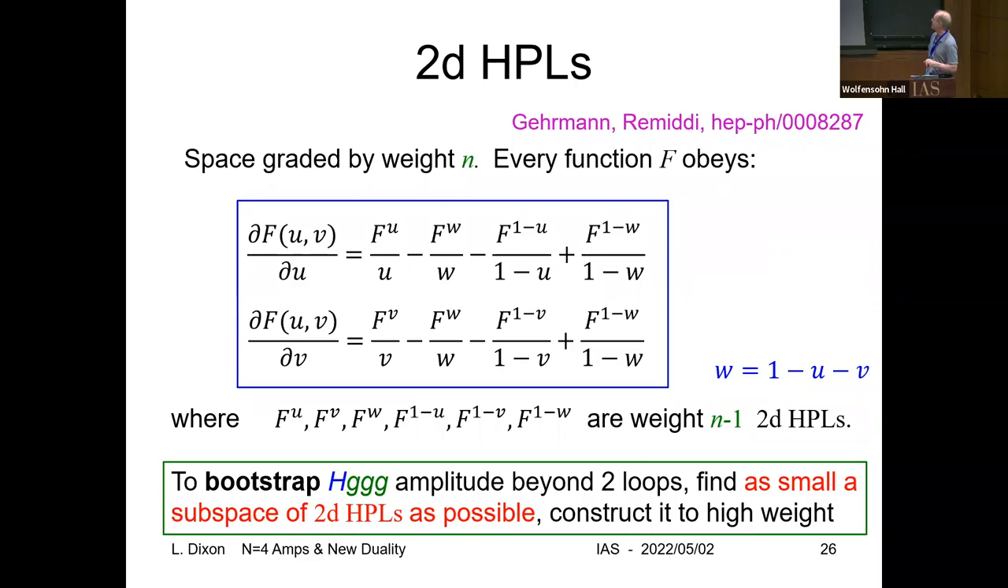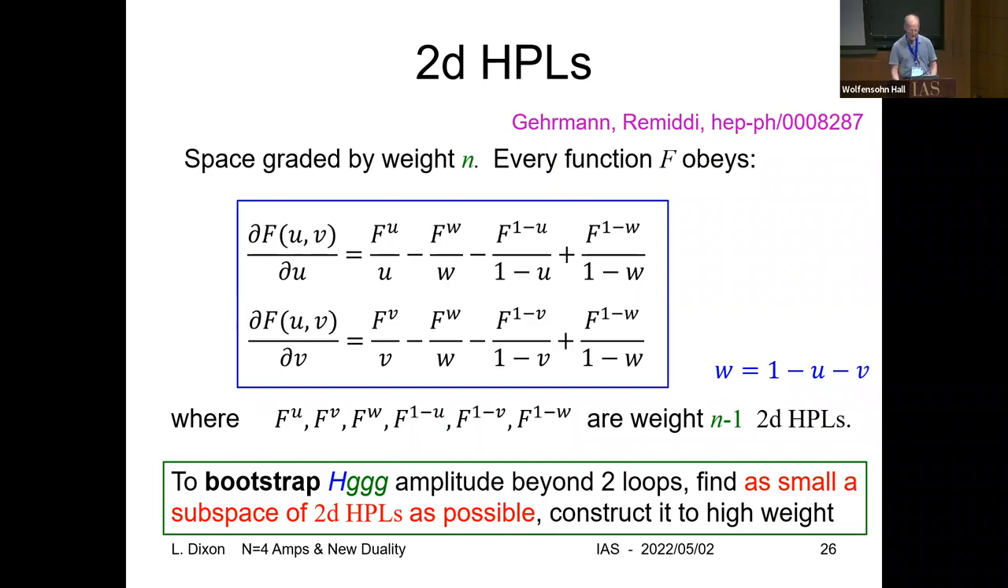So if you take these functions and differentiate with respect to U or V, you find a very uniform structure where the coefficients F with superscripts are all 2D HPLs of one weight lower. And again, W is not really an independent variable. So you have this very constrained differential structure.